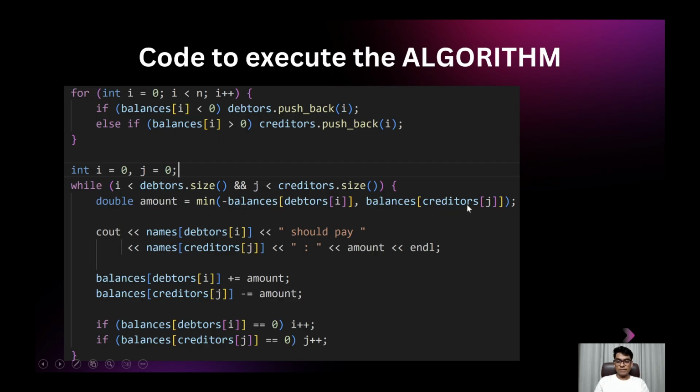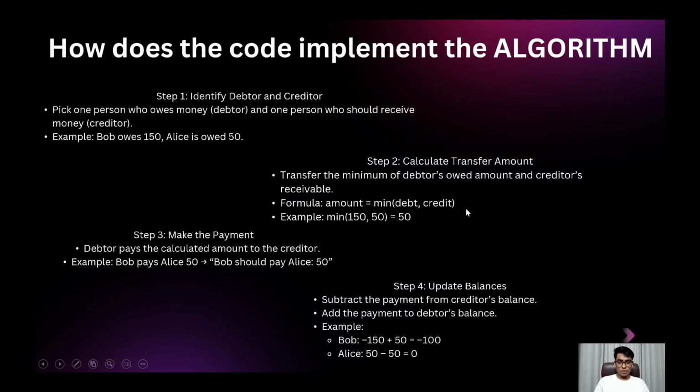And similarly, balances of creditors j. So don't confuse, this is not equal to 0 and this is not equal to 0. This is the first element of debtors, which might be 0, 1, 2, anything, and it is stored in balances. Then cout the name of the debtor should pay the creditor the amount that is the minimum amount of these two. Why minimum? Because let us understand using this.